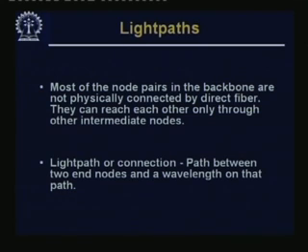A light path, or connection, is the concept that we will be talking about most in this part of the lecture. It is a path between two end nodes and a wavelength on that path. So, we want to route, that means find this path between the two end nodes, and select a wavelength on which to send all our communication from the source node to the destination node.